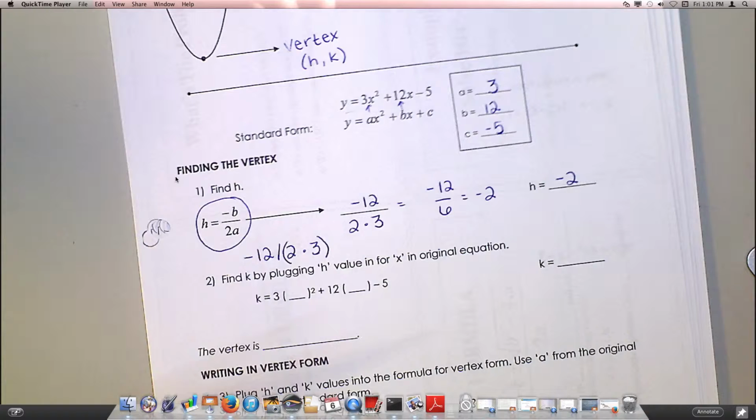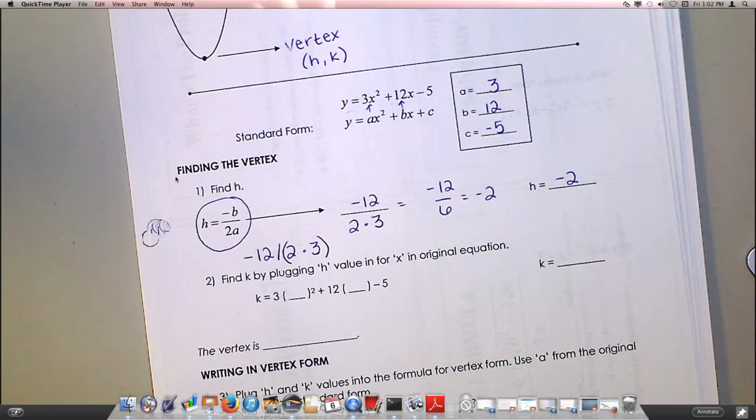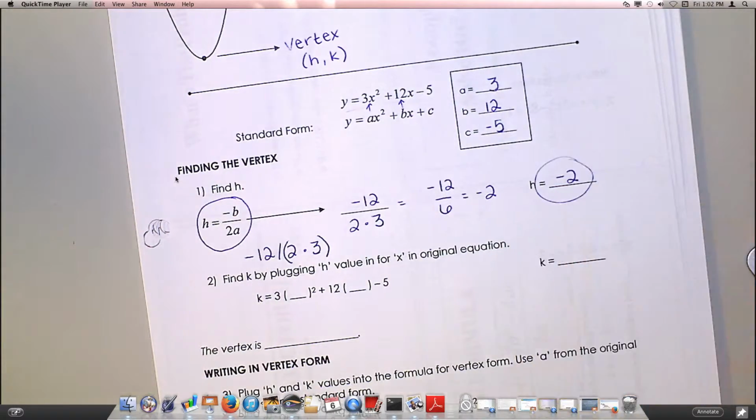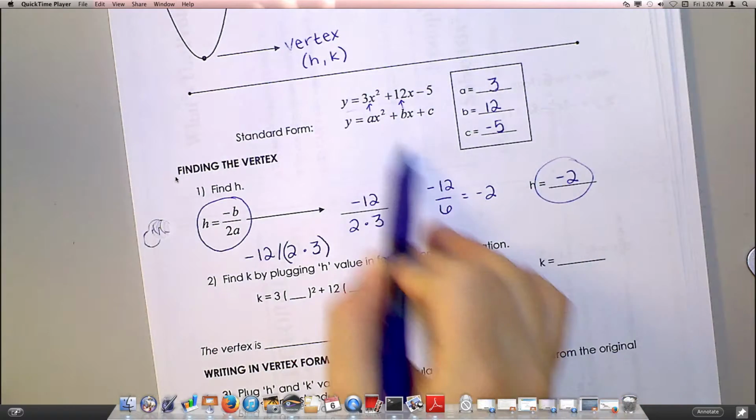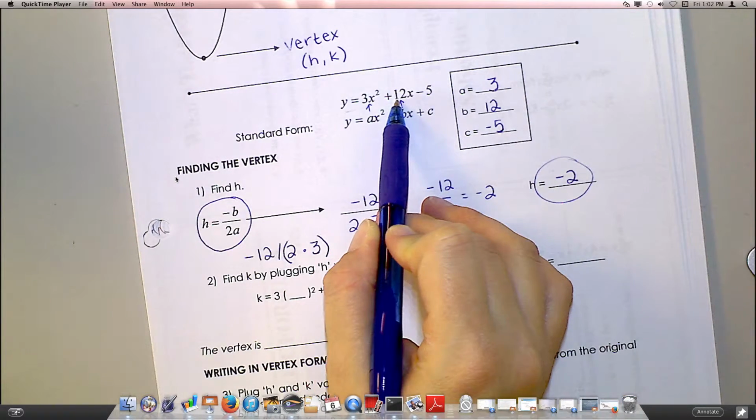That would give you the negative 2. So we found h. We still need k. Here's how you get k. You take that h value that you just found, and you put it back in the original equation for x.